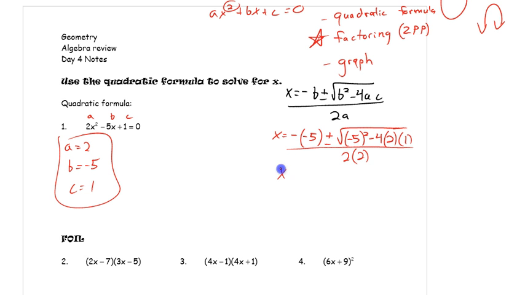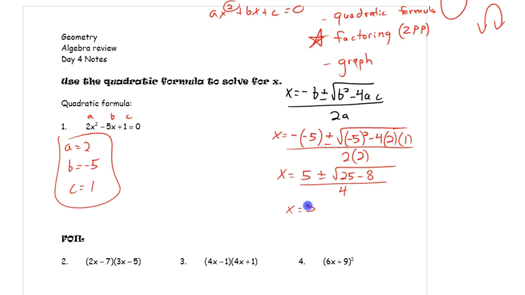So we're now left with x equals, now go through slowly, opposite of -5 becomes +5 plus or minus the square root of 25, because -5 squared in parentheses becomes 25. -4 times 2 is -8. -8 times 1 is still -8. All over 4. Okay. So far so good.